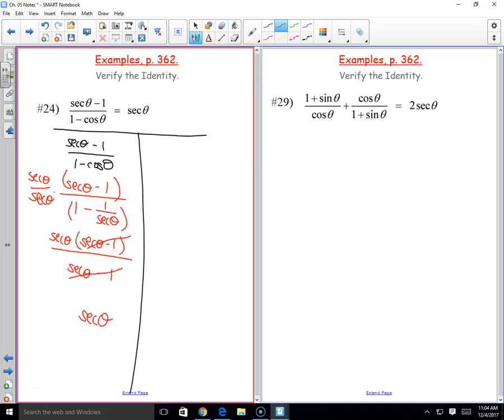Could you have gone a harder way? Yes. Could you have made secant 1 over cosine and gone that way? Yes. Could you have squared anything? No. You could not have squared anything.